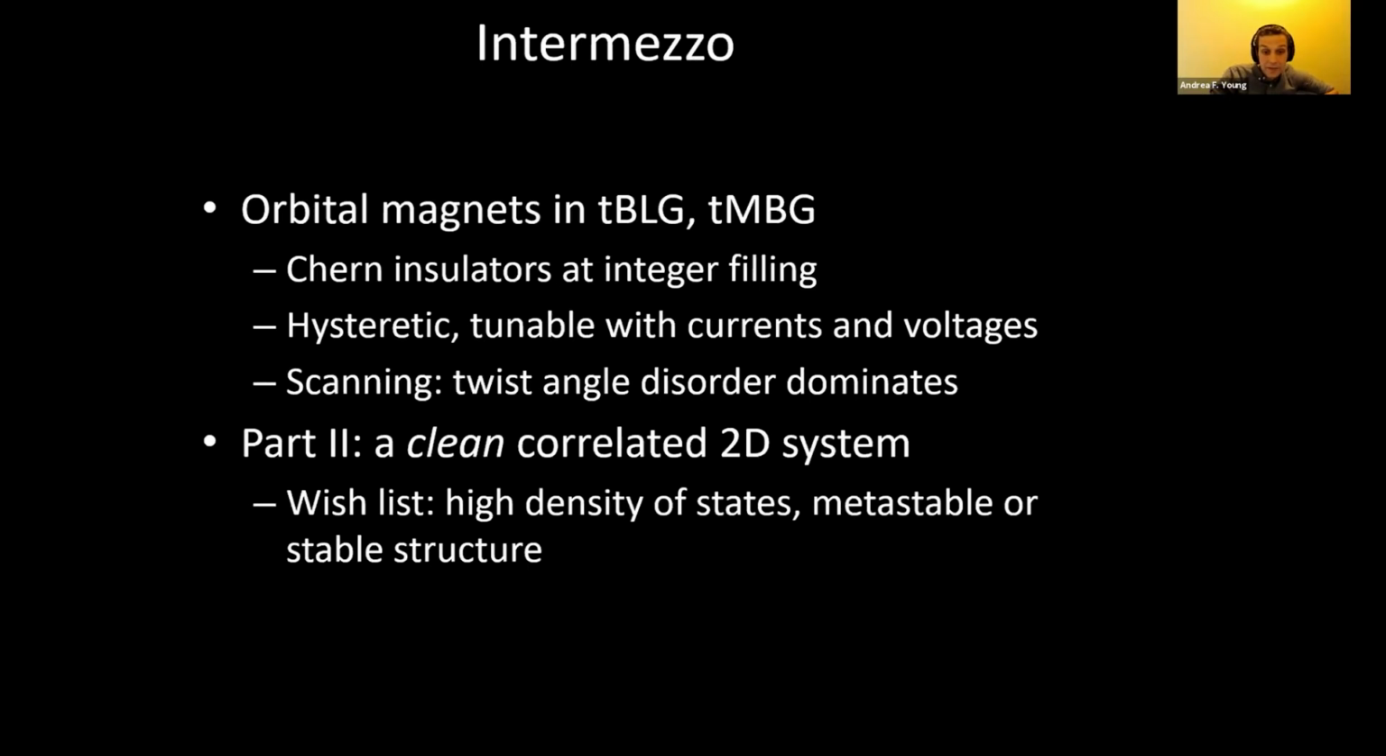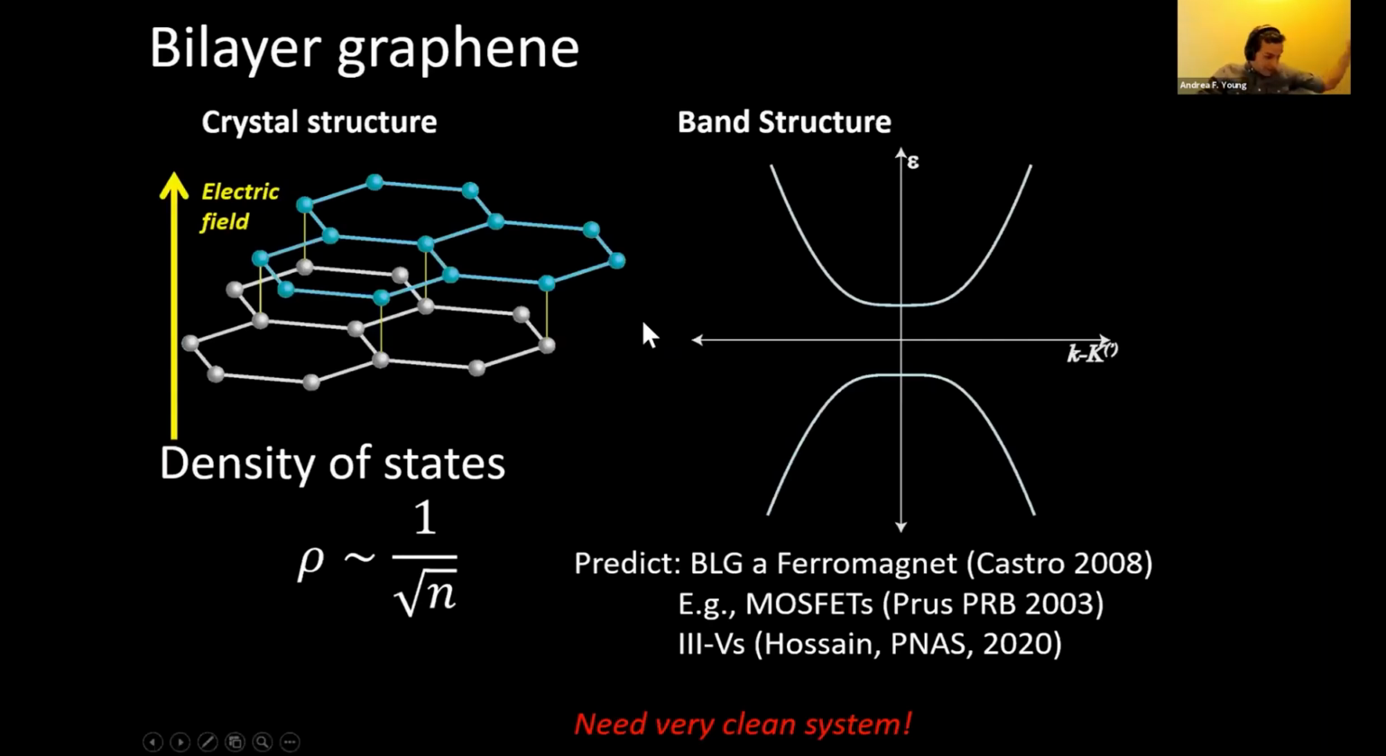So what we'd like is a really clean correlated 2D system. What does that mean? We want to have high density of states, and we'd like it to be metastable or ideally stable. Actually, we don't have to invent something new here. This is an idea that's already been around for a long time. We just noticed regular bilayer graphene.